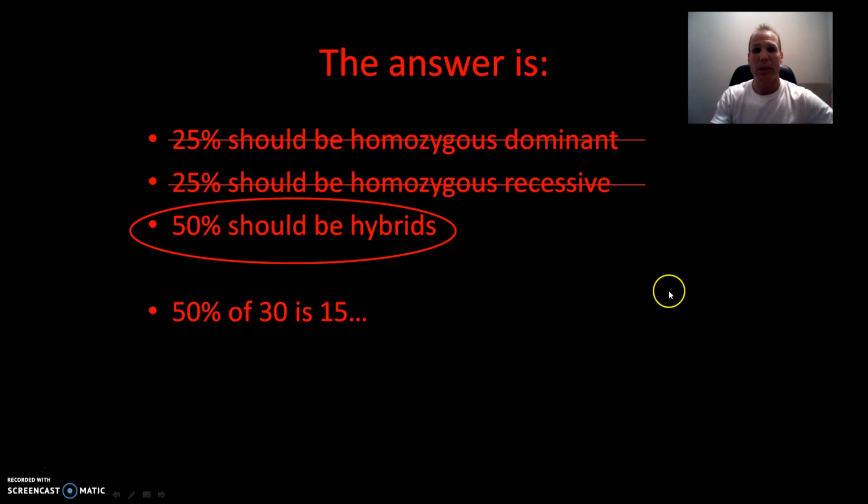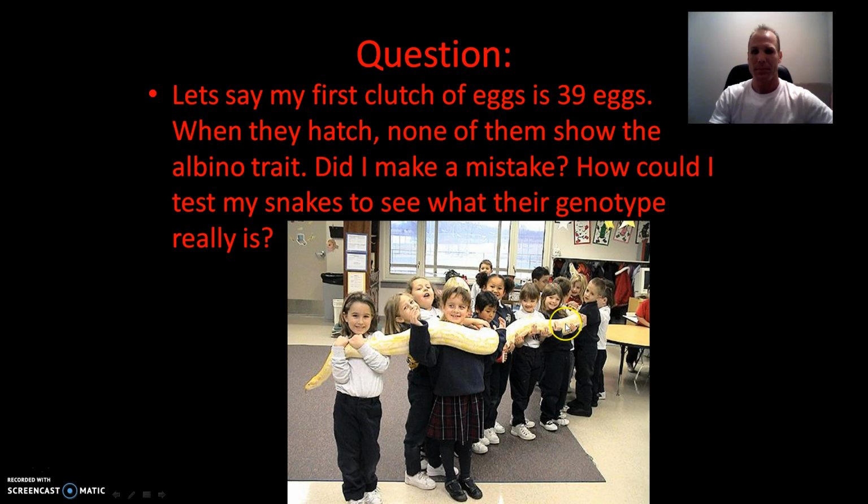So if you guess 15, you're wrong, because I have 2 parents that are also hybrids. So if you sell the mom and the dad, you have 17 total. That wasn't very nice. All right, last question. Let's say my first clutch of eggs is 39 eggs. When they hatch, not one of them, 0 of them show the albino trait. Did I make a mistake? Did the guy rip me off at the pet store?